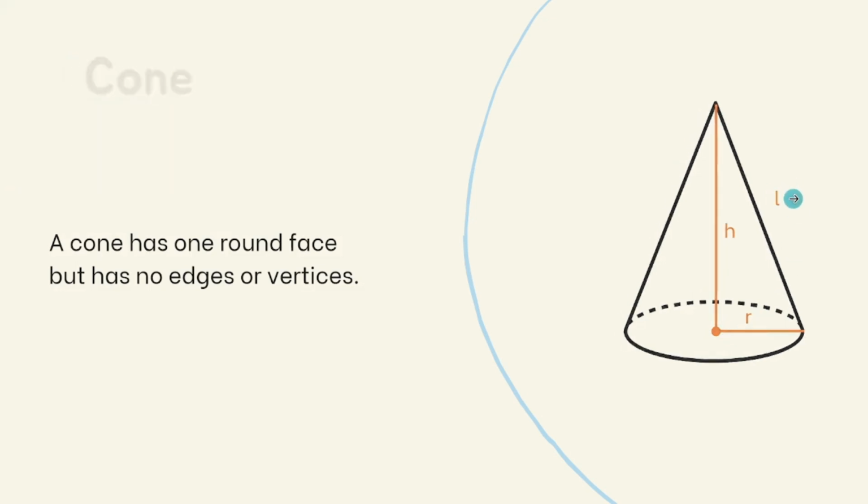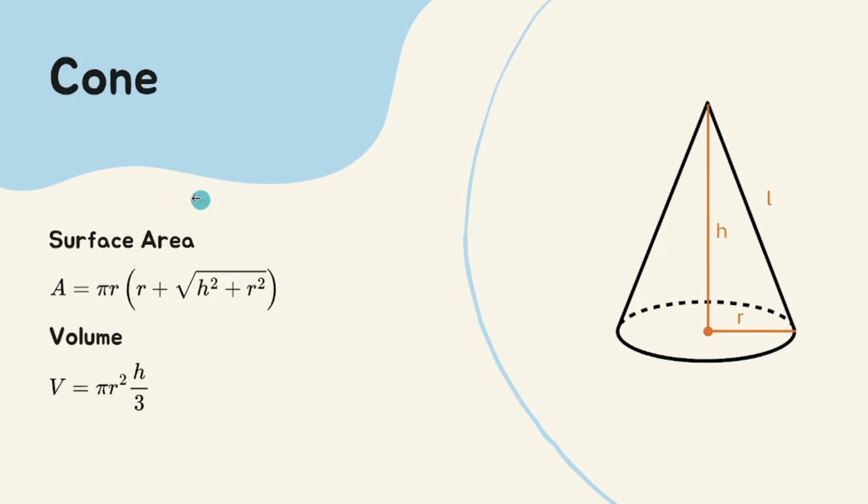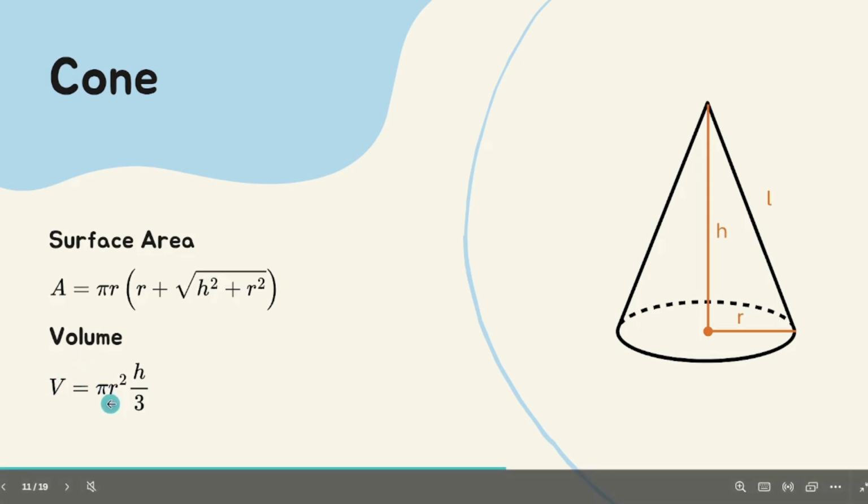So now let's define the formula for the cone. What is the surface area of the cone? We can find the surface area of the cone by using this formula: pi r bracket r plus L. And here is the formula for calculating L in case it is not provided in the question. So what is the formula for calculating L? It is found as the square root of h square plus r square. Now, what is the formula for the volume? Volume is equal to pi r square h divided by 3.